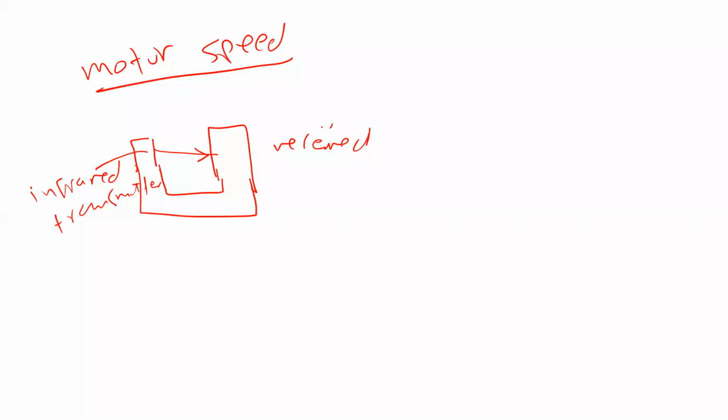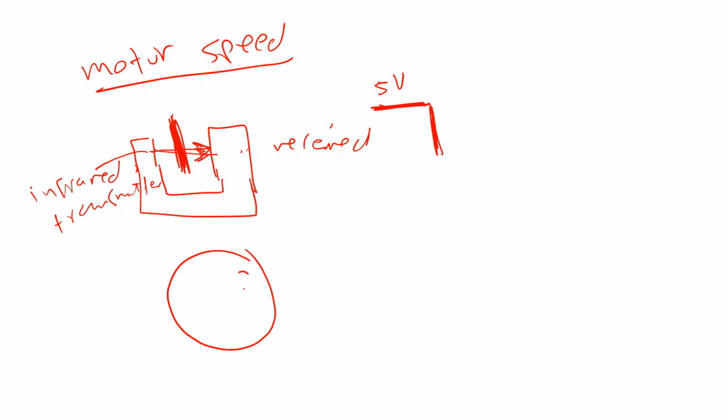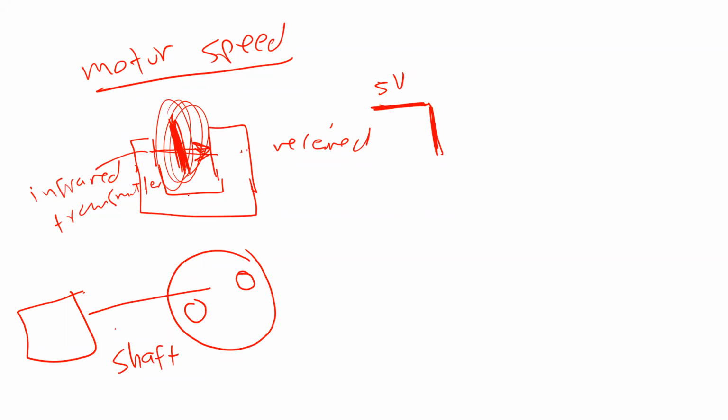The idea is that when there is no object here, and the light hits the receiver, I'm going to get 5 volts. If you put some object here and there is no light hitting the receiver, you are going to get 0 volts. Then I can bring a disc, and in this disc I can put 2 holes this way, and I can connect this disc to the motor shaft. This disc has to rotate here.